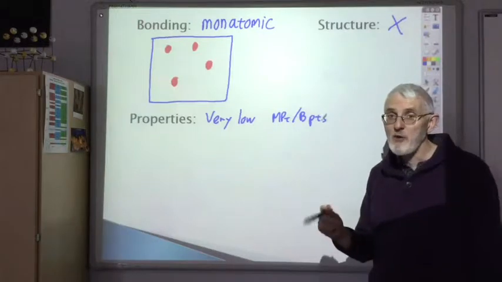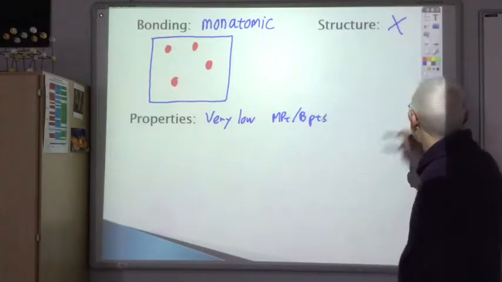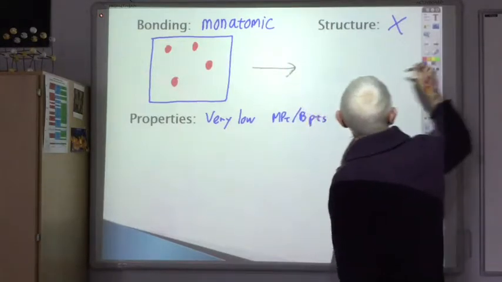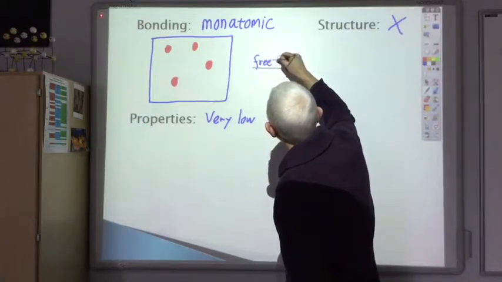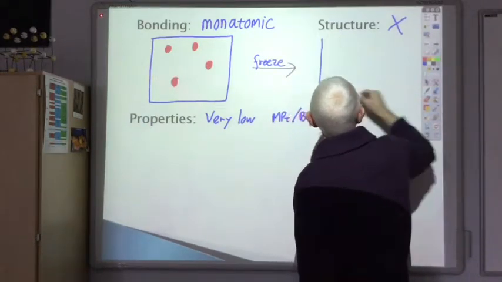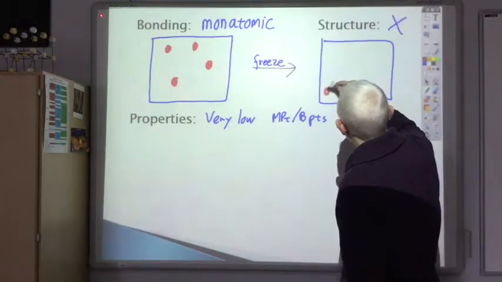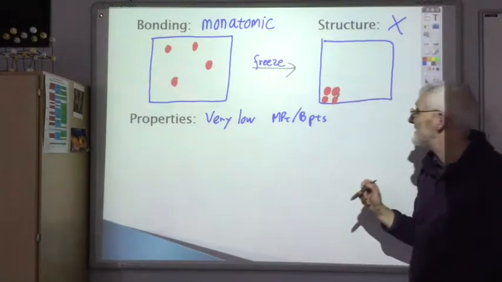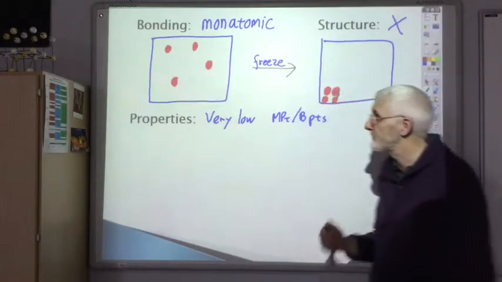However, if you do go to a low enough temperature, they will solidify. So you can get them to freeze. You've got to go to very low temperatures to get them to freeze. But if you do, they will all pack together closely, which tells us there must be some attraction between the atoms.